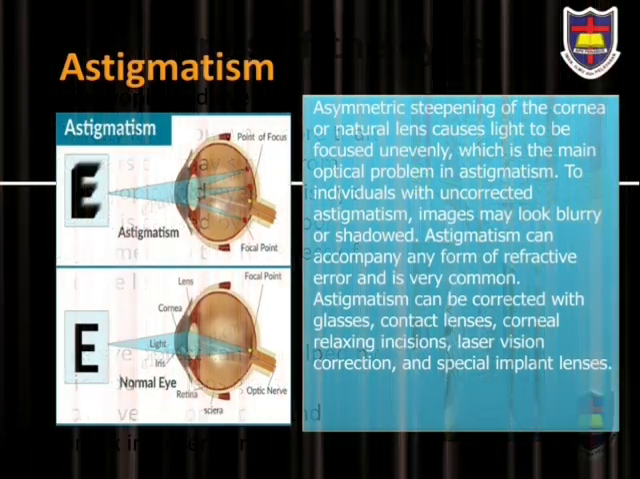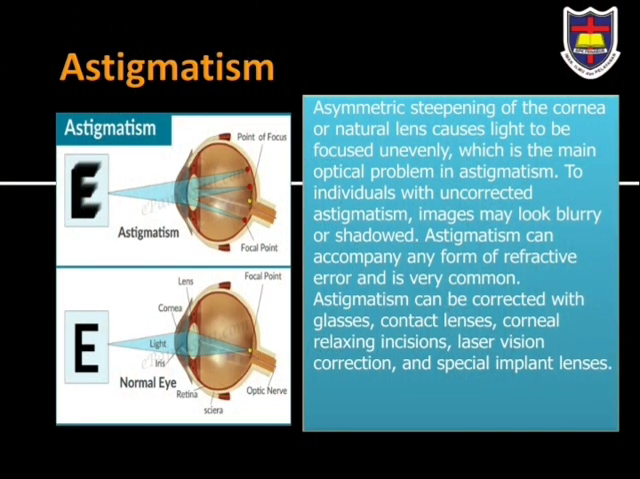Type of eye number 5 is astigmatism. Asymmetric steepening of the cornea or natural lens causes light to be focused unevenly, which is the main optical problem in astigmatism. To individuals with uncorrected astigmatism, images may look blurry or shadowed. Astigmatism can accompany any form of refractive error and is very common. Astigmatism can be corrected with glasses, contact lenses, corneal relaxations, laser vision correction, and special implant lenses.